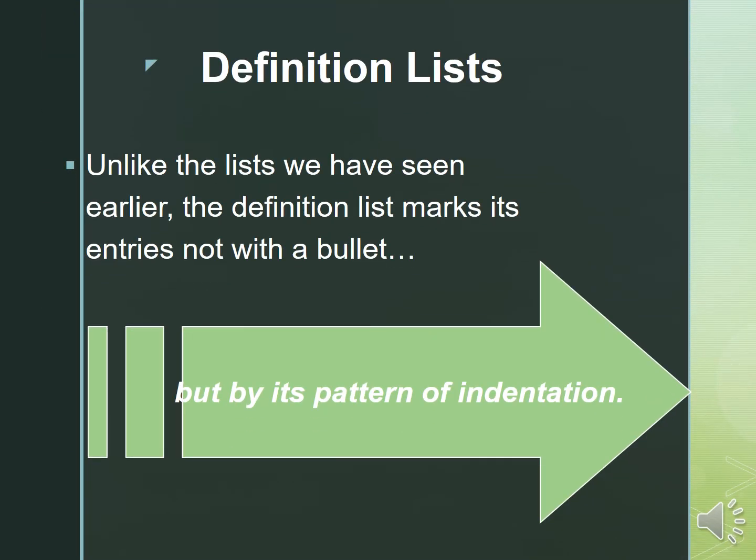Now starting with the new type of list, that is the definition list. Unlike the lists which we have seen earlier, that is ordered and unordered list, the definition list marks its entry not with a bullet. It has a particular pattern of how a definition of any term will look on the web browser.